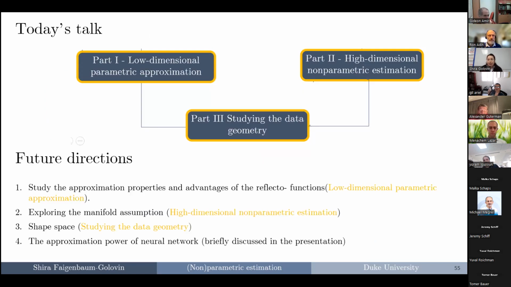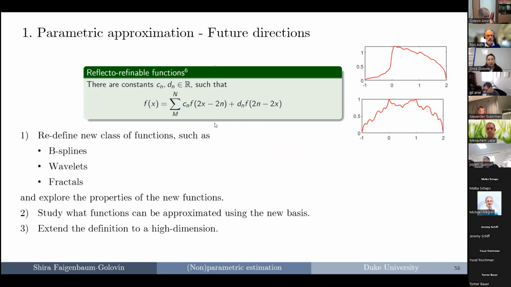I briefly touched today on my two main topics. In the future, what I am looking to do is continue studying those new refinable functions that will introduce us to new types of functions, like the B-spline, wavelets, and fractals, and see what the future holds for those functions.